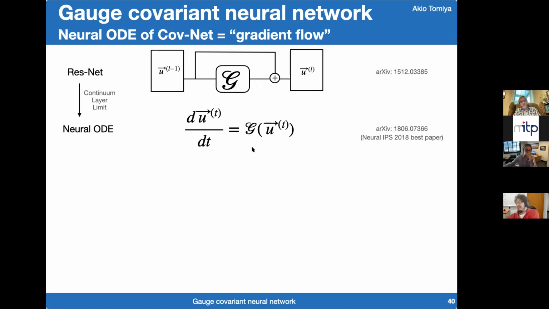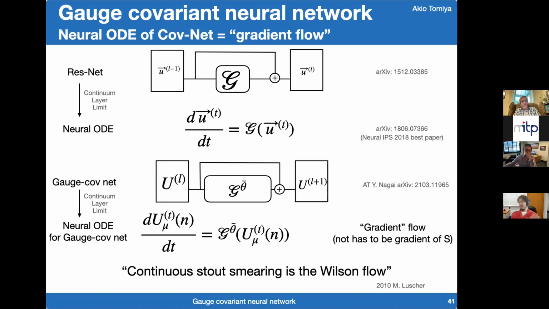So we know this structure, right? This is our gauge covariant neural network. This has the same structure, and we can take a continuum limit of the layer direction. That is written in this form, the so-called gradient form. But this does not have to be written as a gradient of something. This is just the evolution of the field without some local kernel.